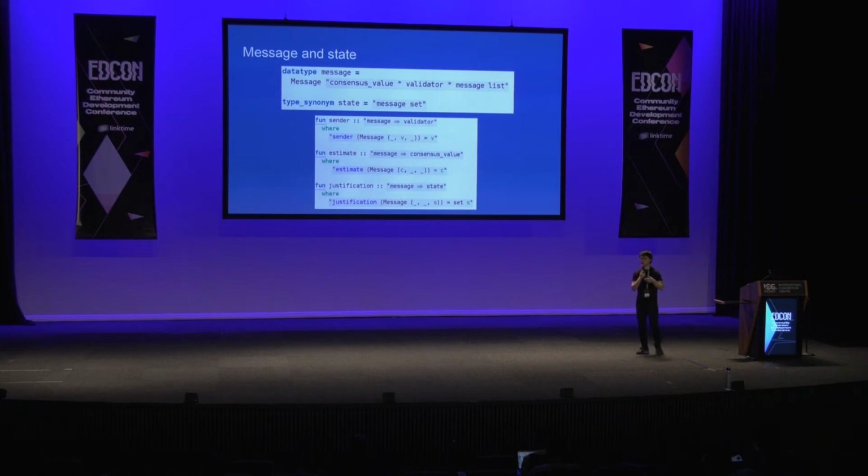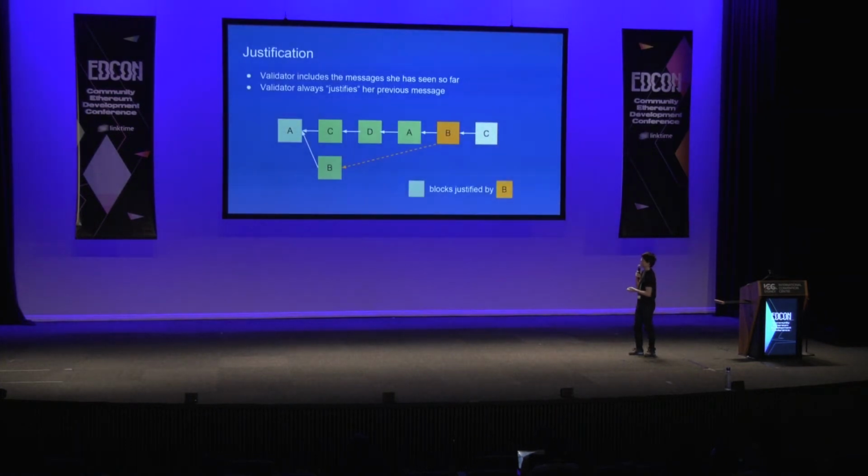CBC Casper models the protocol by messages and states. Validators send messages between each other, and the state is a local state, which is a set of messages. And the message has 3 members. First one is the sender, which is the validator who sends the message, then the estimate, which is the block which the message votes for, and the justification. Justification is really important in CBC Casper, so I'll explain it in this slide.